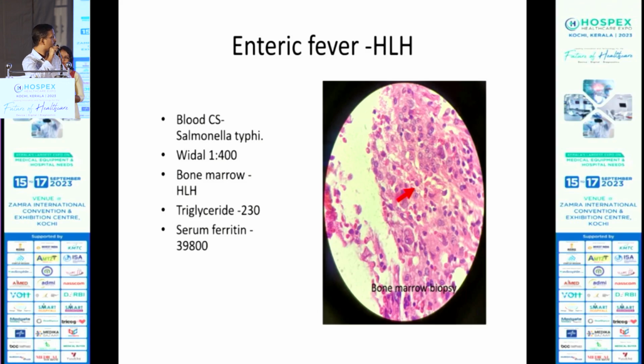He had bone marrow showing plasmacytosis. So that was a case of enteric with secondary HLH. Here we need to give steroids. So we gave steroids and only then his fever subsided. So that is the point. The slide was to highlight the importance of considering secondary HLH as a part of almost all infections in our community. Thank you very much.